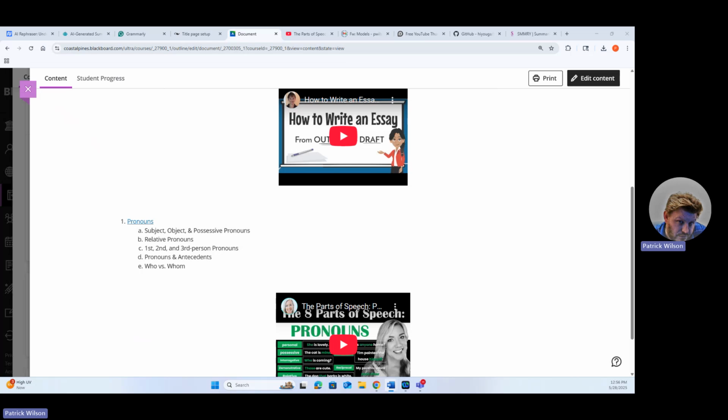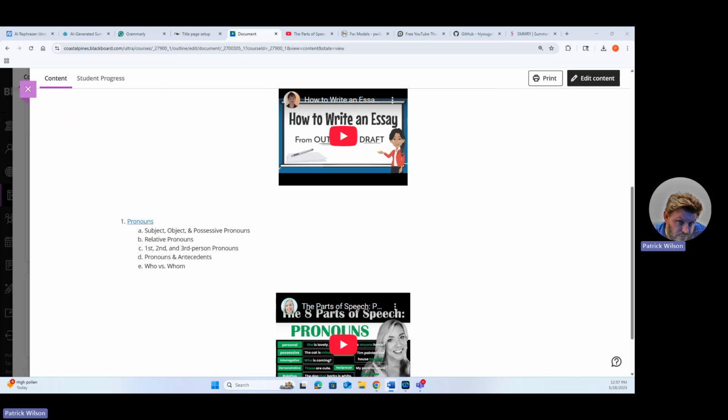Pronouns take the place of nouns, so we're not repeating the same word over and over. There are 8 main types of pronouns. You have your personal, which are like I, you, he, she, we, they, right? First person, second person, third person. And then you have the difference between singular and plural, we and they. You have possessive pronouns: mine, yours, and theirs.